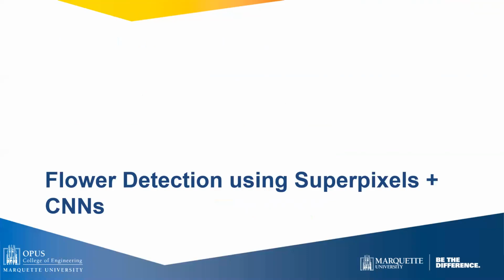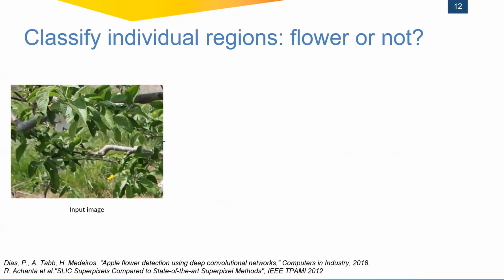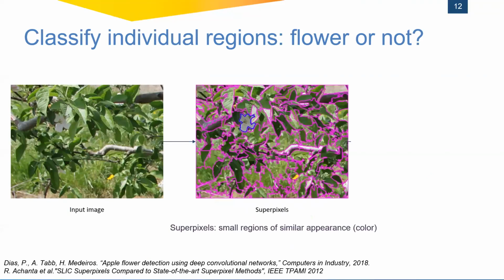So I'm going to introduce now our first model that we developed for flower detection, which is based on superpixels and convolutional neural networks. The idea is you have those classification networks that can tell you what you do have or not in an image. So if you want to detect where those things are in the image, what you can do is to generate what we call region proposals. One way of generating this is splitting the image into smaller parts like superpixels.